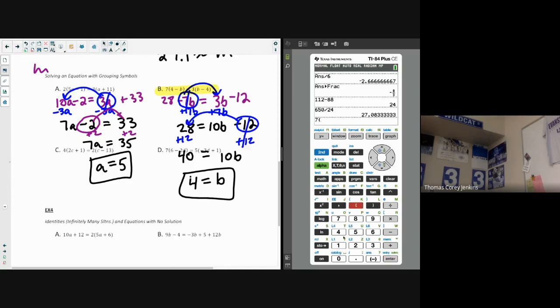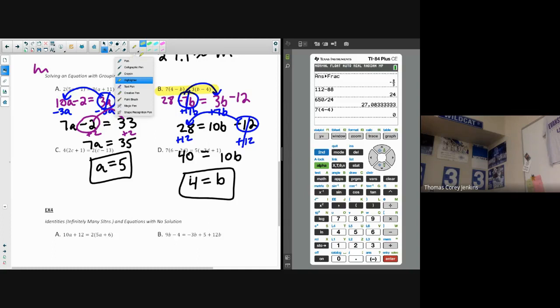So if I want to check my solution, I'm going to do just like I see it, 7 parentheses, 4 minus, and then I'm going to sub in 4 for b. And I'm going to see what I get. Okay, so when I plug it in on that side, I get 0, which makes sense. And just so I remember that, I'm going to actually write out 0, because you kind of have to sub it in twice here.